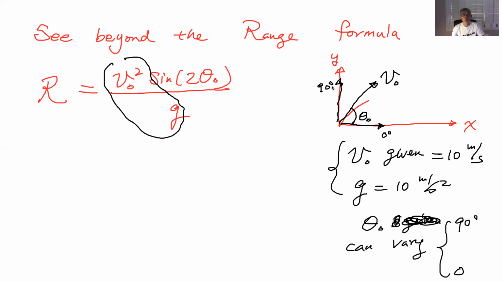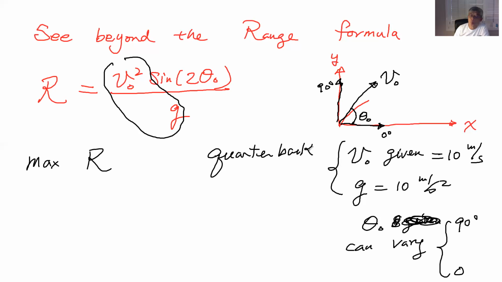So now looking at this equation, we ask ourselves the question: for what angle would I maximize the range? If you're a football player, a quarterback, and you want to throw a ball, what angle should I throw at to get the largest distance, the range? So I want to vary theta 0, and the objective is to make R as big as possible.